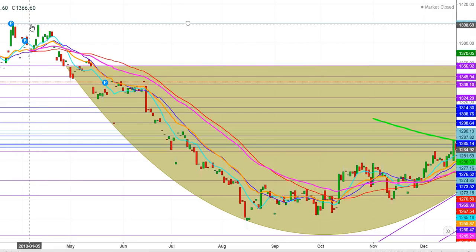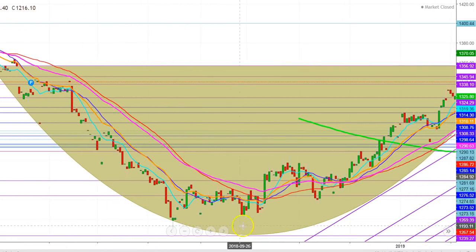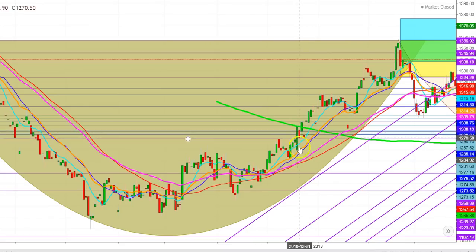Here you can see that after touching the highs of $1398 on May 5th, 2018, gold futures started to move downward and continued to move downward till August 16, 2018. And here you can see that the gold futures sustained amid this zone from the levels of $1,200 to the levels of $1,260, where they formed the bottom of this cup.